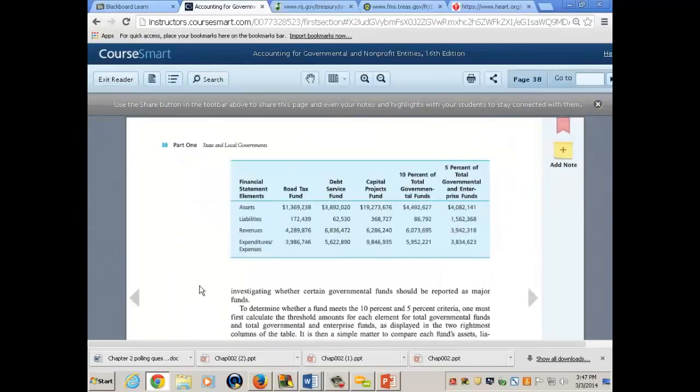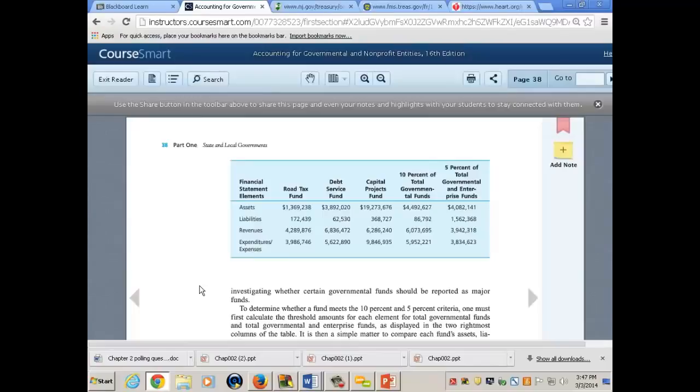Now, I think I might have given you this as a homework assignment. I'm not sure, but I might have. There are 3 funds that are shown here, and this is how you would solve that. Road tax fund, debt service fund, and capital projects fund. And you have the different elements: assets, liabilities, revenue, expenditures, and expenses. The question being asked here is, which one of those 3 should be displayed in its own column because it's a major fund?